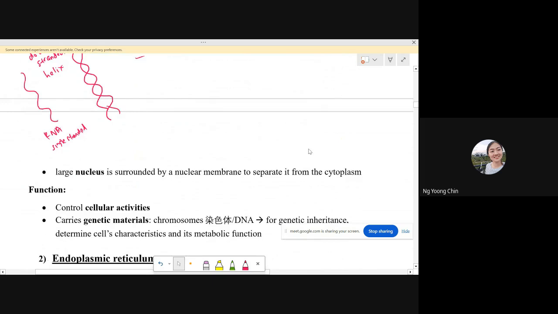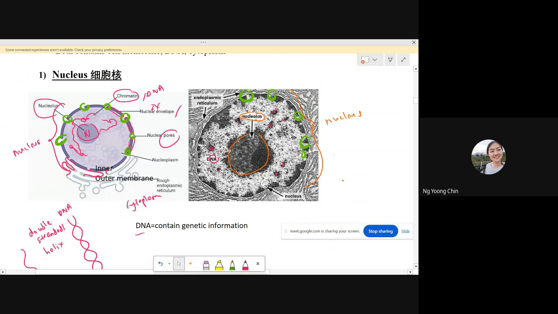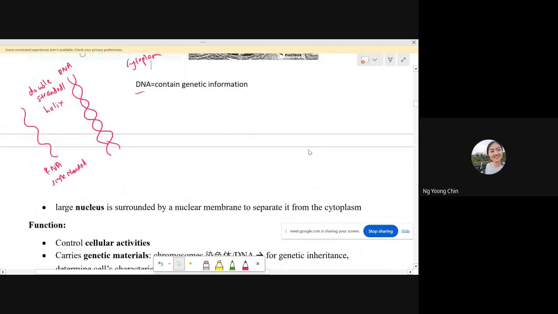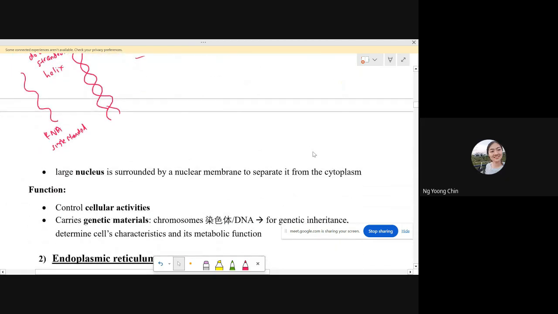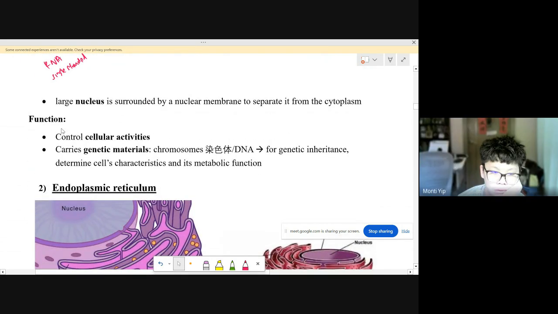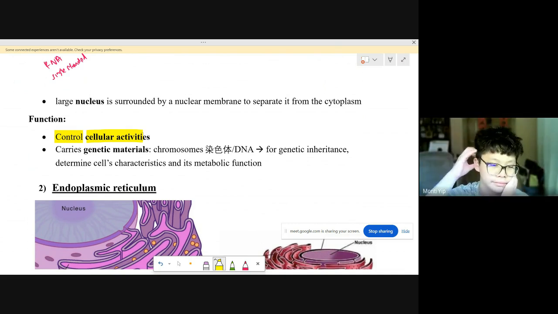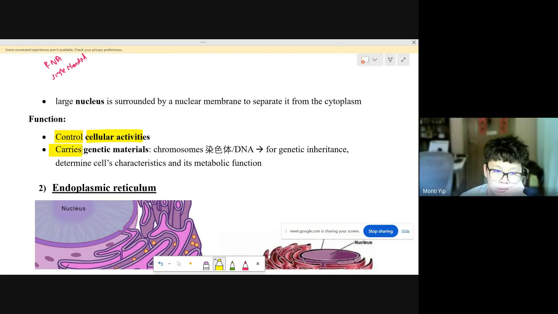So what is the function of the nucleus? The nucleus is just like a king. The king is the highest level in the country, the highest hierarchy, so the king can ask their people to do anything they want. So the nucleus controls the cell activity. It can control the whole cellular activity, meaning it gives information to the cell to do anything the nucleus wants. Secondly, it carries the genetic material.